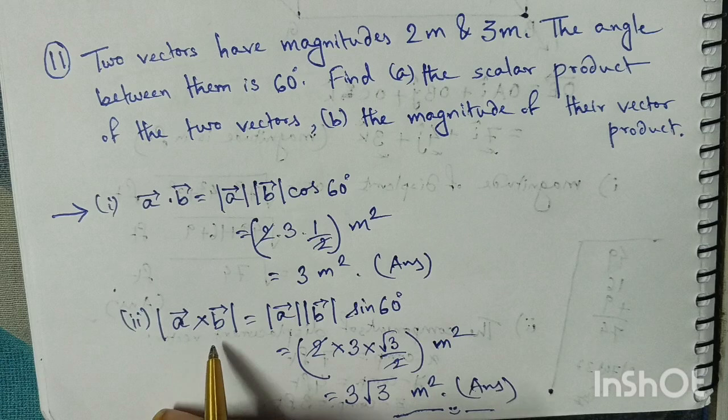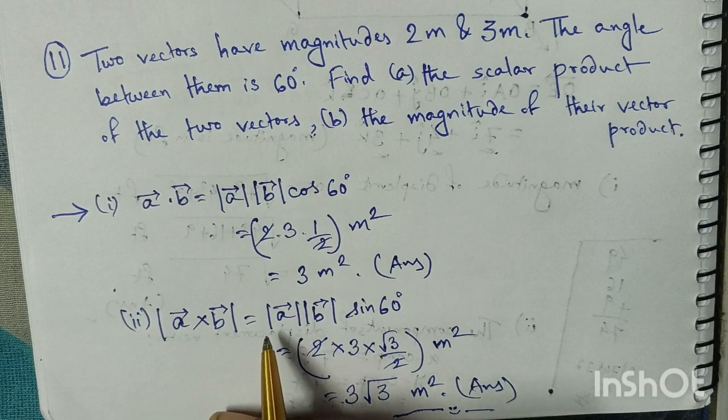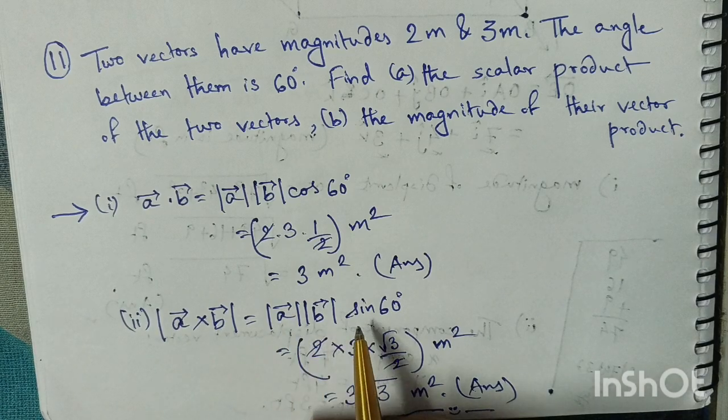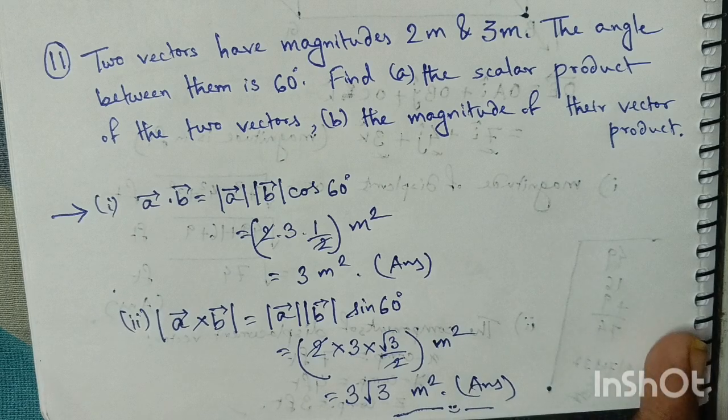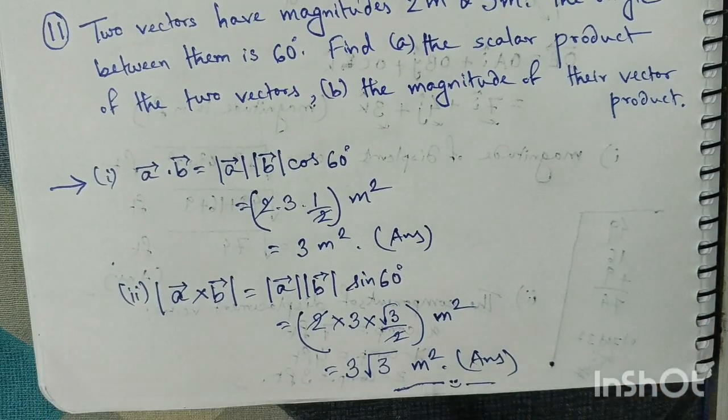And magnitude of a cross b is equal to mod a mod b sin 60 degree. These are all definitions. And calculating, we get 3 root 3 meter square.